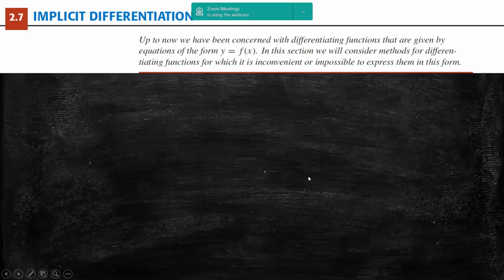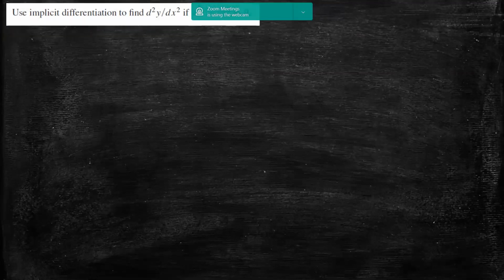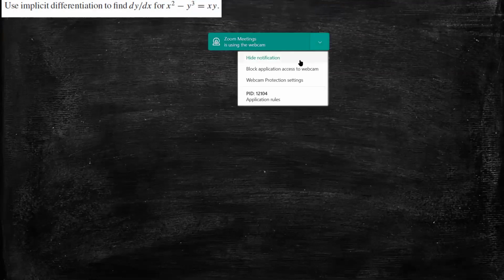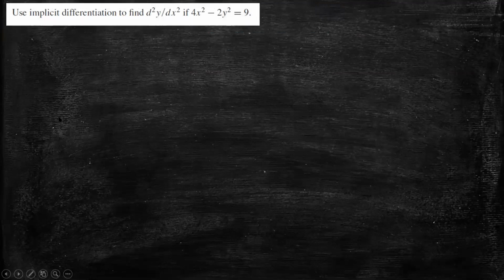We talked about implicit differentiation, and we learned how to use implicit differentiation to find dy over dx for an equation or expression that has x and y on the same side. Today we will learn how to find the second derivative using implicit differentiation. Like here, find the second derivative if 4x squared minus 2y squared equals 9.